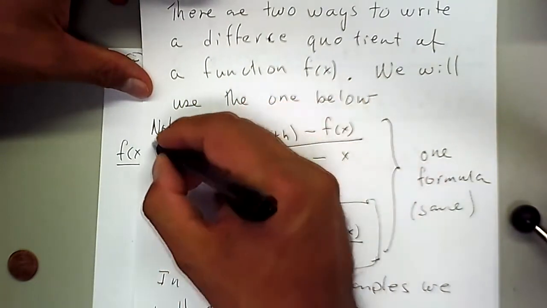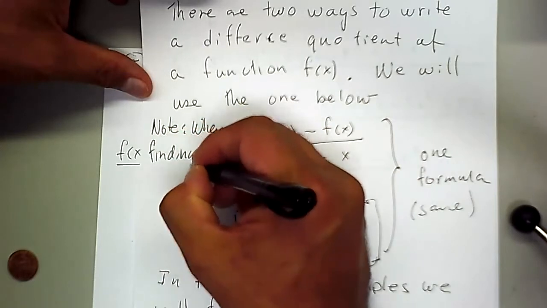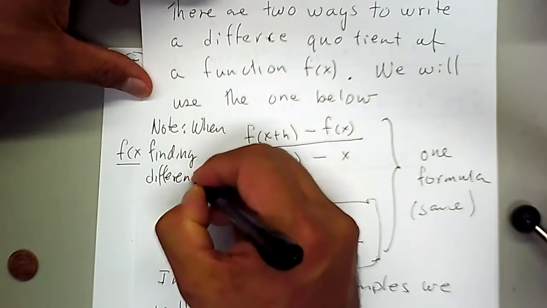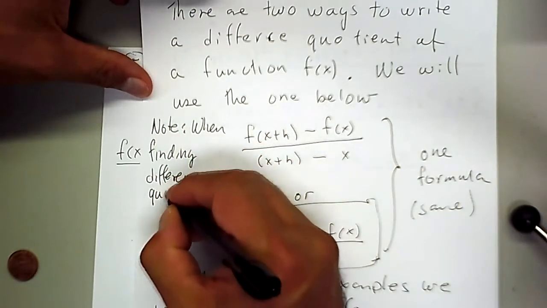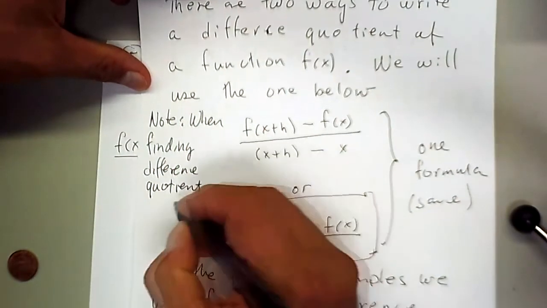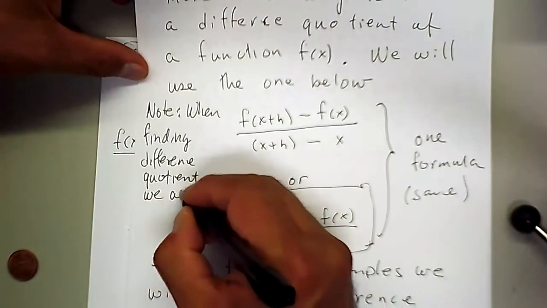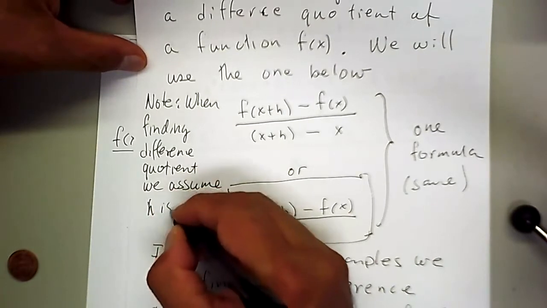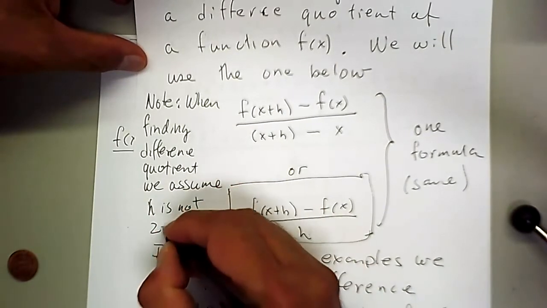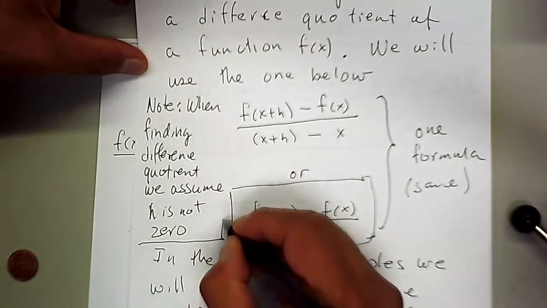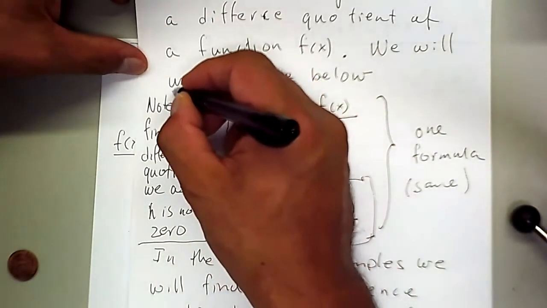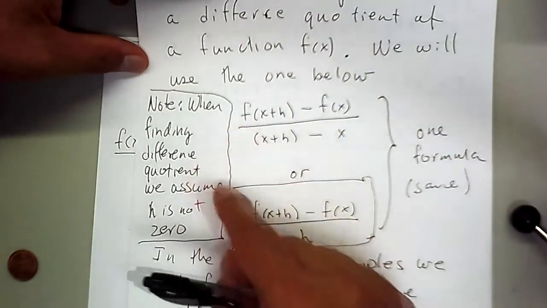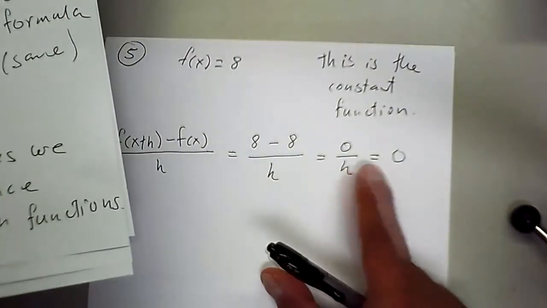When finding the difference quotient, we assume h is not 0. We have to. Otherwise, it wouldn't make sense. Well, it would, but it wouldn't make sense to arrive at this conclusion.